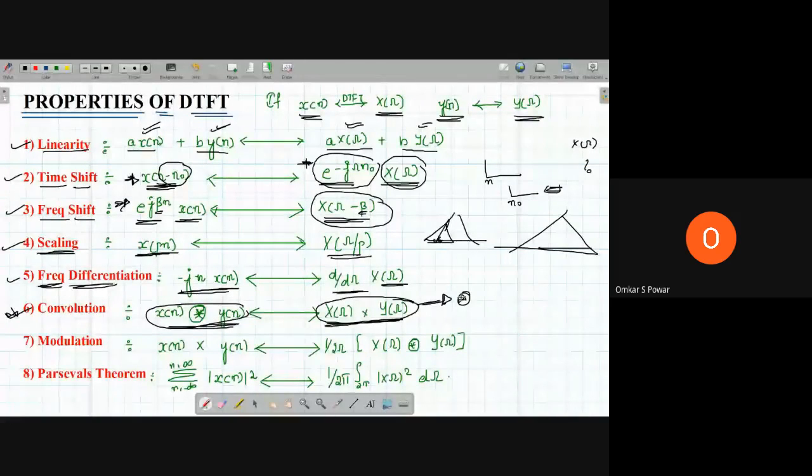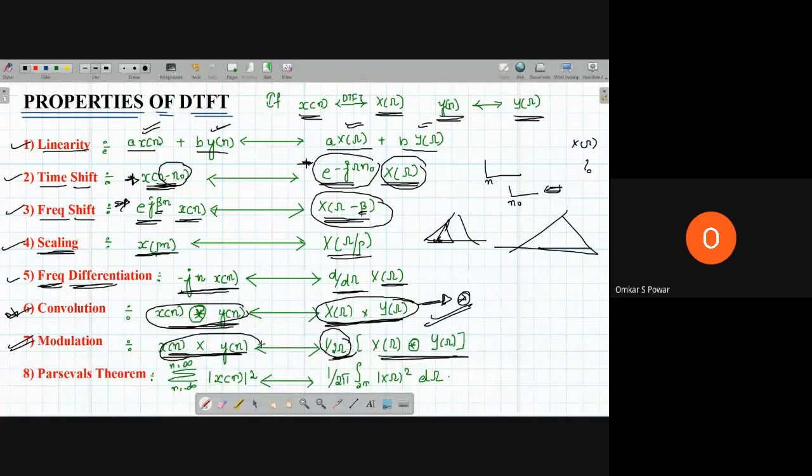Convolution in time domain is nothing but multiplication in your frequency domain, because instead of doing this complex convolution in time domain, you just multiply in your frequency domain. So this is easy, right? Then modulation, it is the opposite. You multiply in your time domain, then convolution in frequency domain, but with 1 by 2 pi. So this is the small change you have to observe.